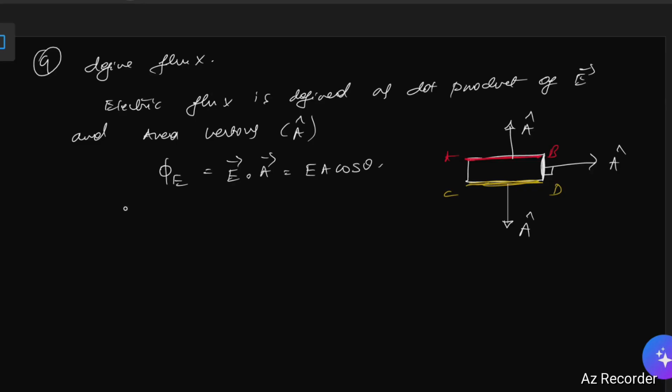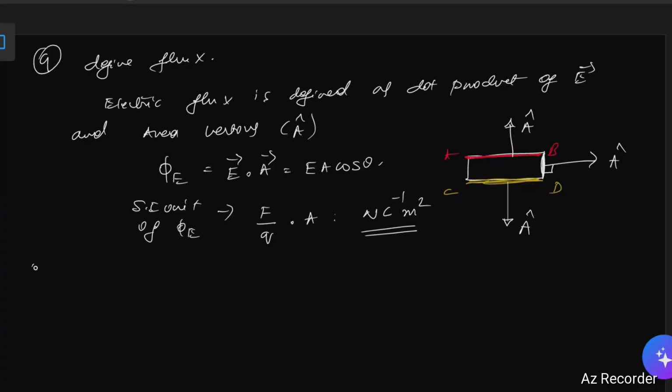Now what is the SI unit of electric flux? You can see that electric field is there and area is there. So what is the electric field? We just saw that the definition is force by charge, into area. We know that force is Newton and charge is Coulomb, so per Coulomb, and then area is meter square. So this is the SI unit of flux.